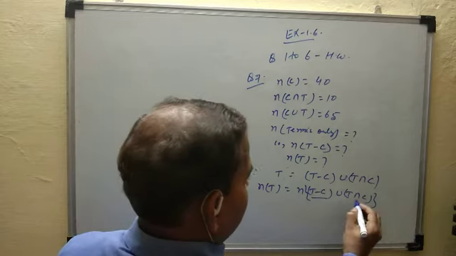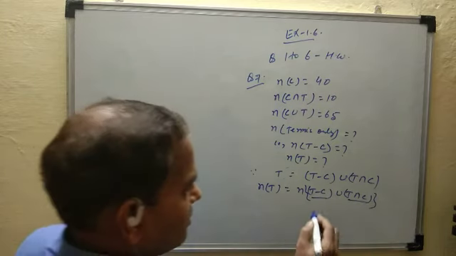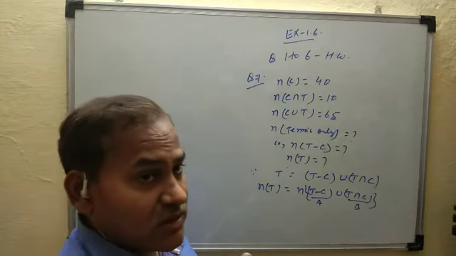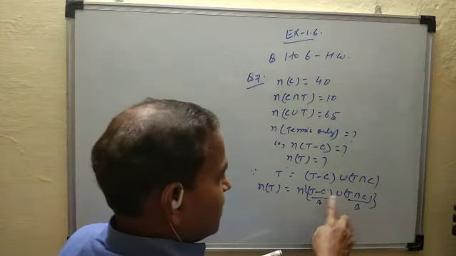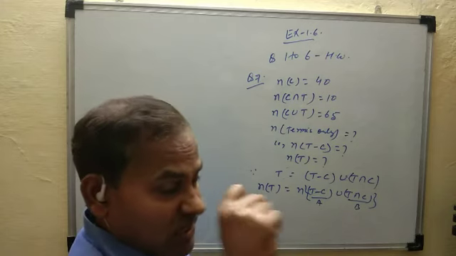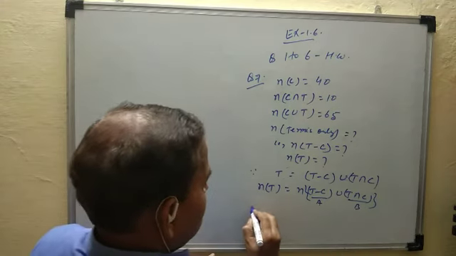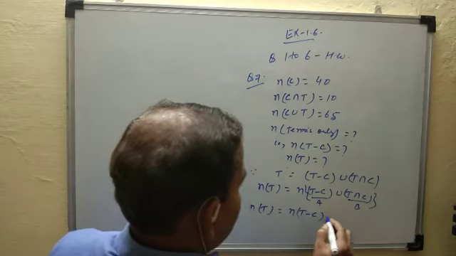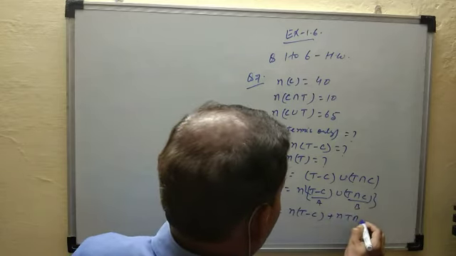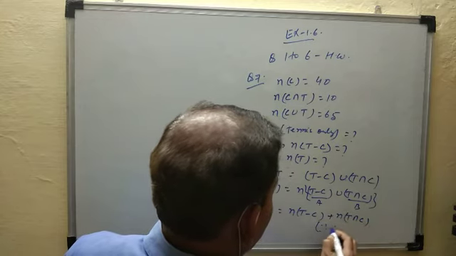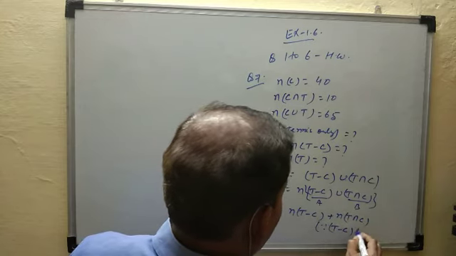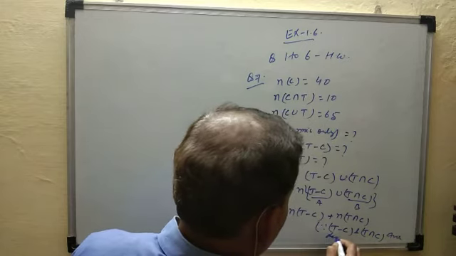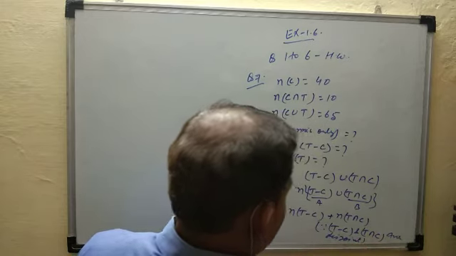And since T minus C and T intersection C, suppose this set is A and this one is B, both are disjoint. These two sets are disjoint sets, so their intersection is phi. So number of T is equal to number of T minus C plus number of T intersection C, since T minus C and T intersection C are disjoint.